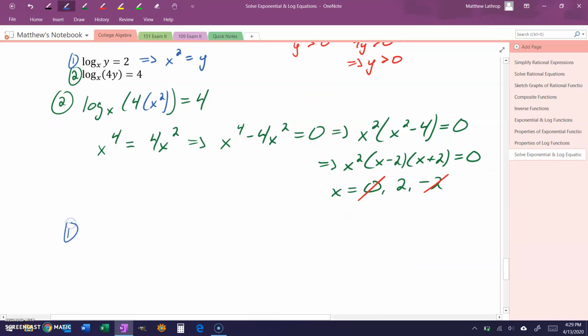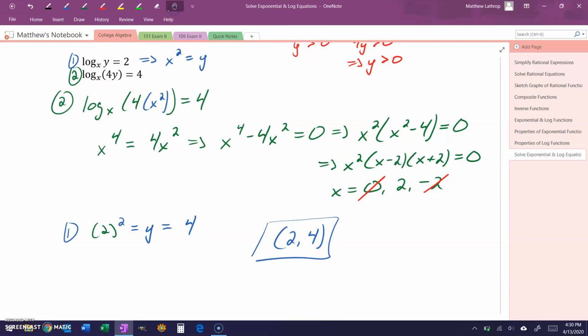We'll take that result and go back to equation 1, substituting in x is equal to 2. We'll get 2 squared is equal to y, or y is equal to 4, meaning our single xy coordinate pair that's a solution for this system would be x equals 2, y equals 4.